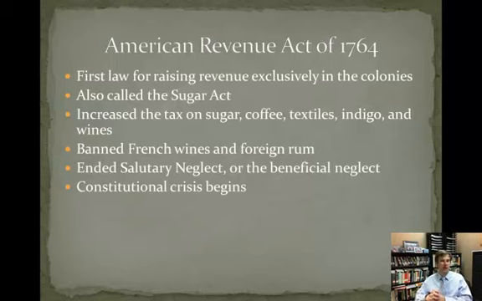And a constitutional crisis begins here, as I just mentioned. There's a debate. Well, can Parliament even do this? Can they increase the tax on these goods? We're supposed to set our own internal taxing policy, and this is where colonists started to push back a little bit.